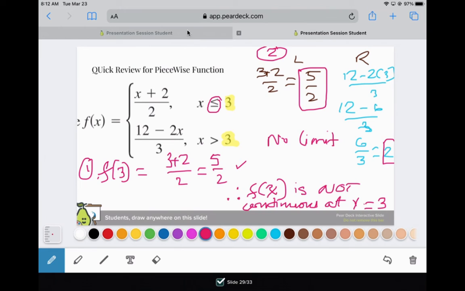So we have this piecewise function. We're trying to figure out if it's continuous or not at 3. Now, it's at 3, but we need to figure out what values we have to use for one of the functions to make it continuous. So we go backward, right?